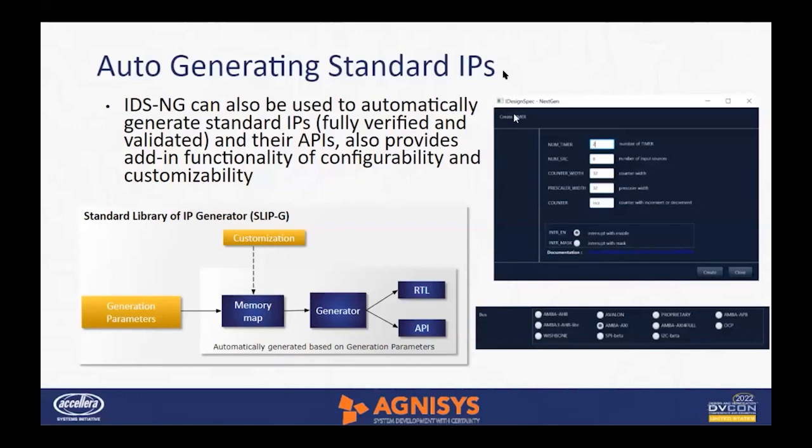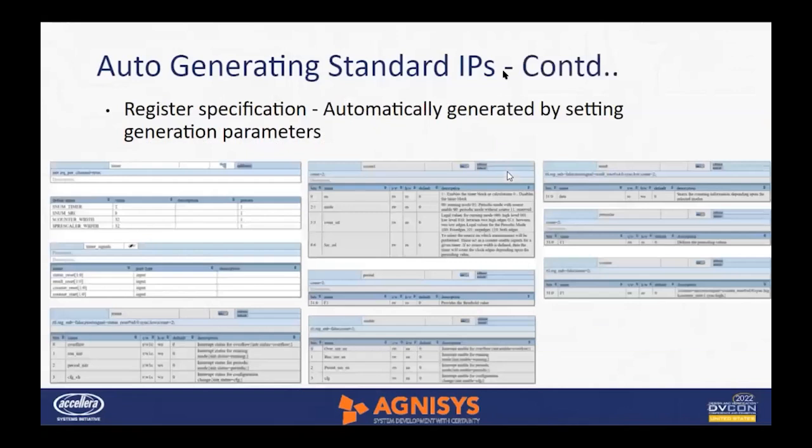Suppose the timer IP has been selected. A window will appear where the user can further customize the timer IP, which will be generated based on some generation parameters, and the specification will automatically be generated. Let's look at this in more detail. This is how a register specification will look. It's automatically generated by setting generation parameters. So this is how all the templates, based on the generation parameters, the register specification, will be created for the timer IP.